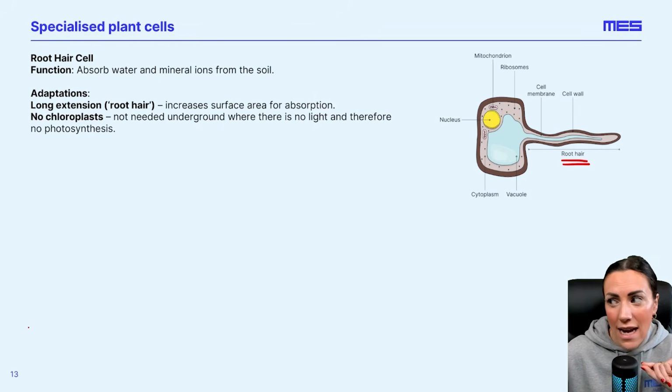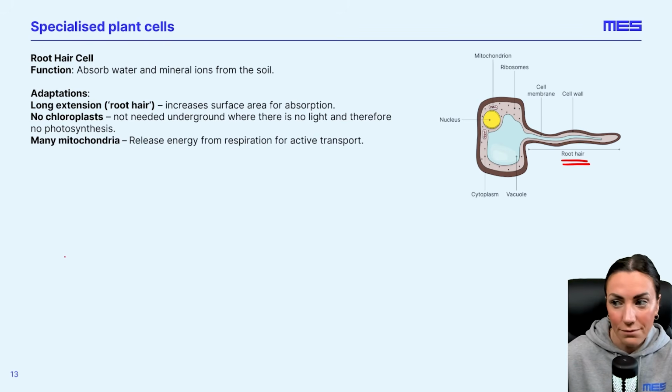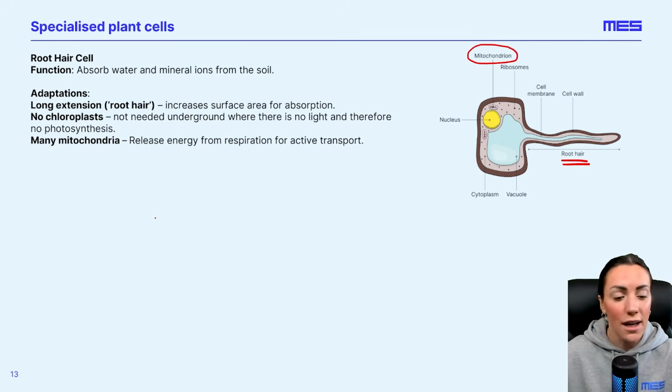They do not contain chloroplasts. It would be a waste of energy for them to make the chloroplasts. They're underground, there is no light, and therefore there will be no photosynthesis. They will have many mitochondria, because they do require a lot of energy from respiration.